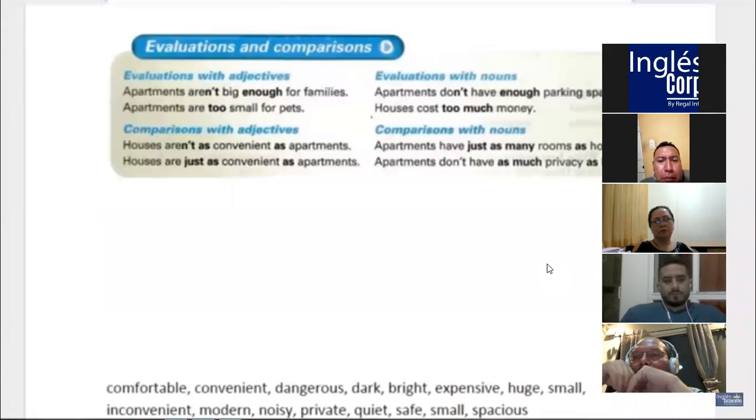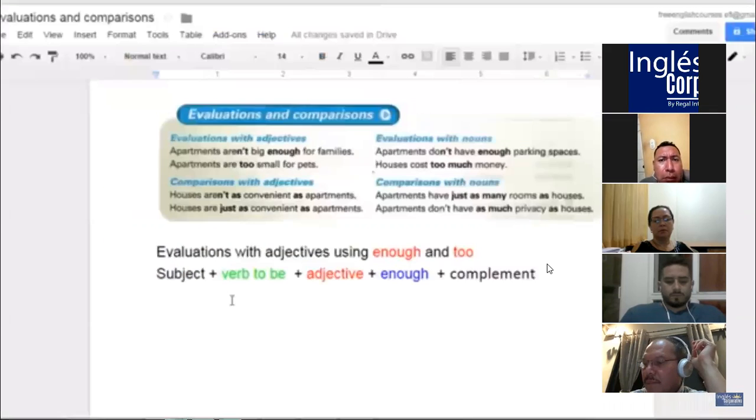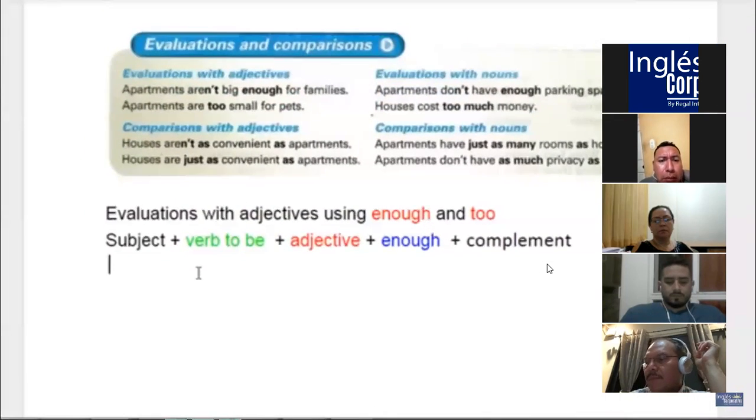Let me present some structure at this time on how to make sense of this evaluation that you see there towards the left. Apartments aren't big enough for families. So in order for us to make that particular evaluation, we can think of the following structure. Let me go ahead and write that now. Following this structure, we're going to have a subject. In this case, we have apartments. This is followed by the verb to be. In this case, it happens to be in its negative form.